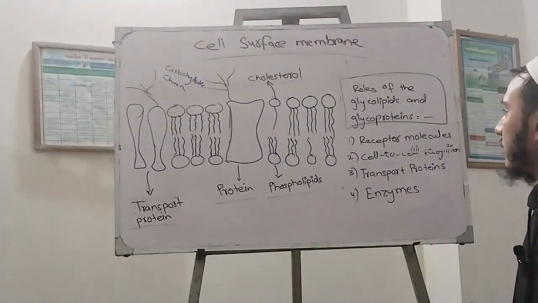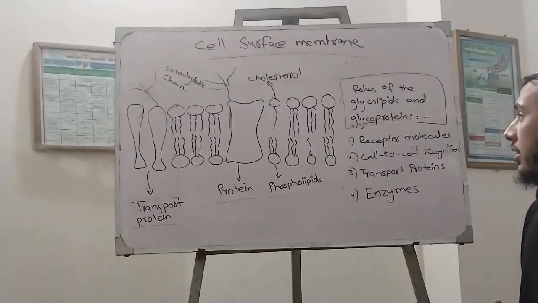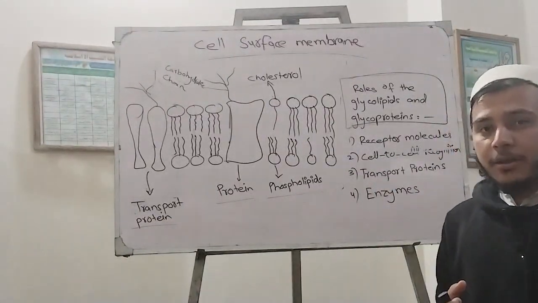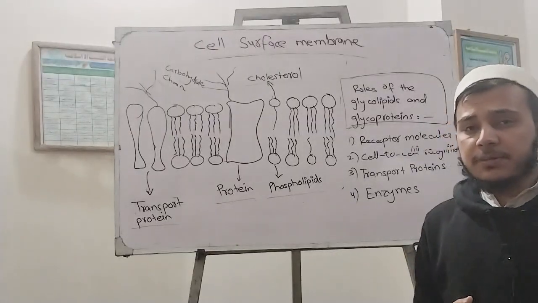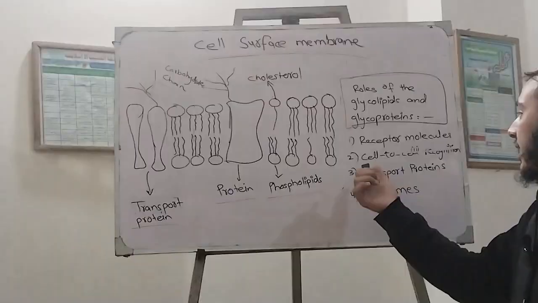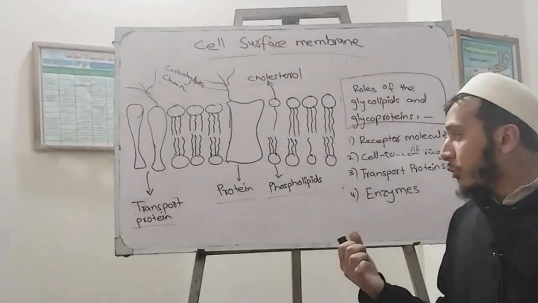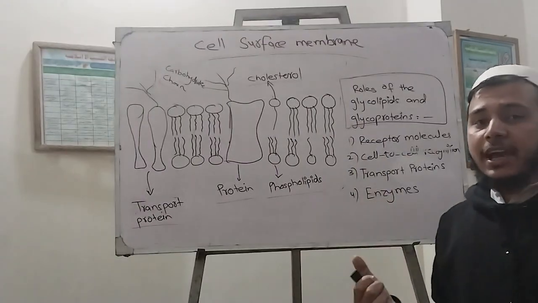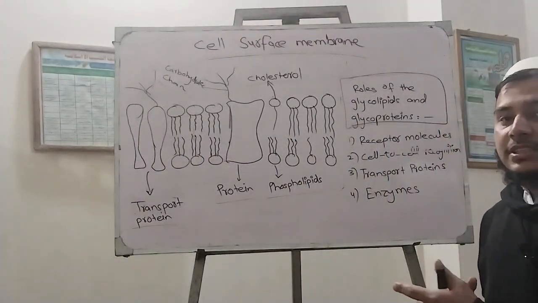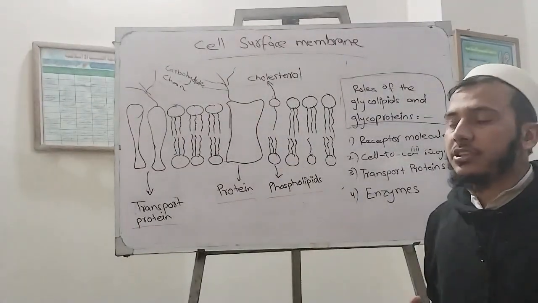Now let's see the functions of the glycolipids and glycoproteins. The first function is receptor molecules. The glycolipids and glycoproteins act as receptor molecules, means they bind with specific substances at the cell surface membrane and detect them. The second function is cell-to-cell recognition. Some proteins, glycolipids and glycoproteins, act as cell markers or antigens, allowing cells to recognize the things they attach with. And this is done with the help of the carbohydrate chains.